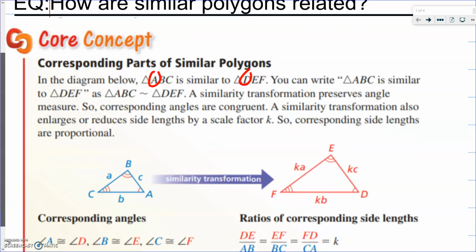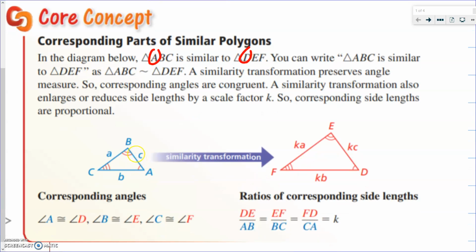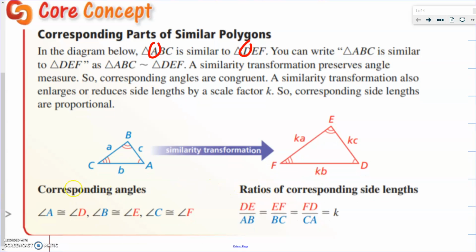In our diagram, we know that ABC is similar to DEF, but angle A has the same value as angle D. Angles B and E have the same value, so do C and F. Whatever we multiplied C by in order to get our new value, which is K times C, we had to multiply A by the same K and B by the same value. So we know the corresponding angles: angle A is congruent to D, angle B is congruent to E, and angle C is congruent to F.